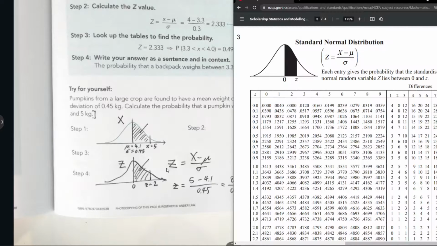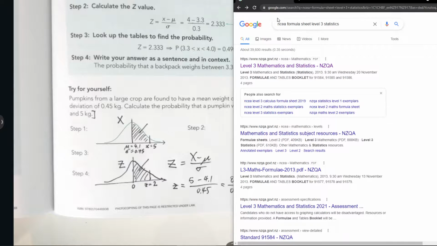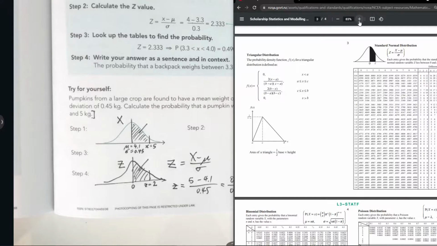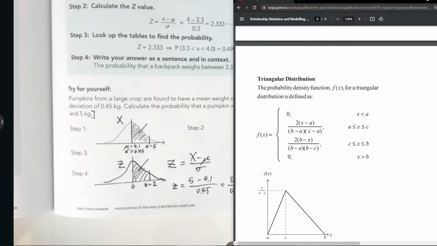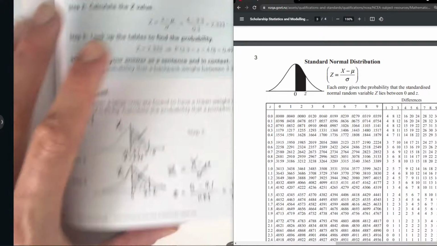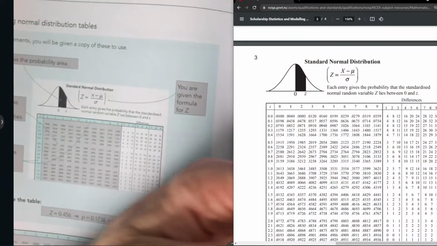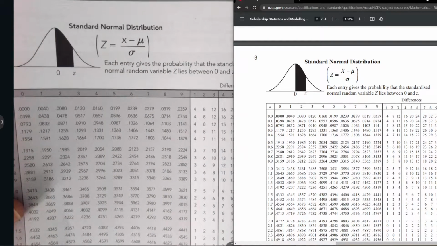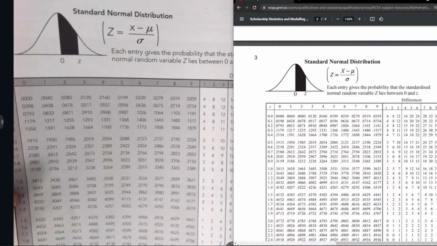Okay, so I'm going to now open the formula sheet. You can find this, how did I do it? I just typed in NCEA formula sheet level 3 stats. This is the one that you get during the exam, so it's good to practice using this one. But remember, it's also in the back of your book. So you can also go into the back of your Walkermaths book. Where is it? And it's just here. It's exactly the same thing. Maybe a little bit prettier. Nah, not really.